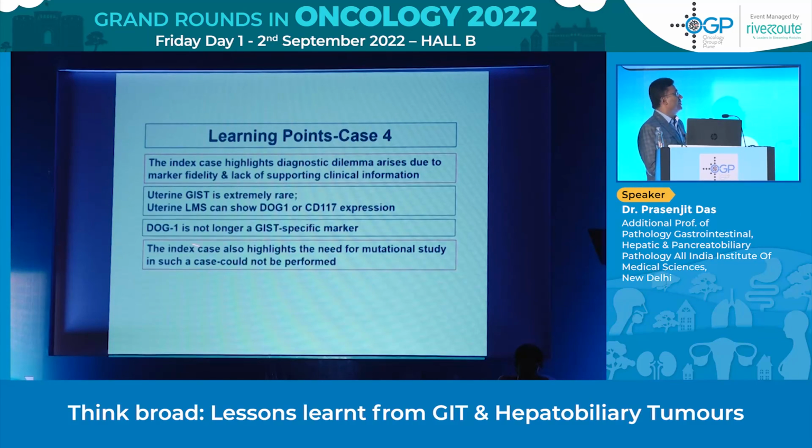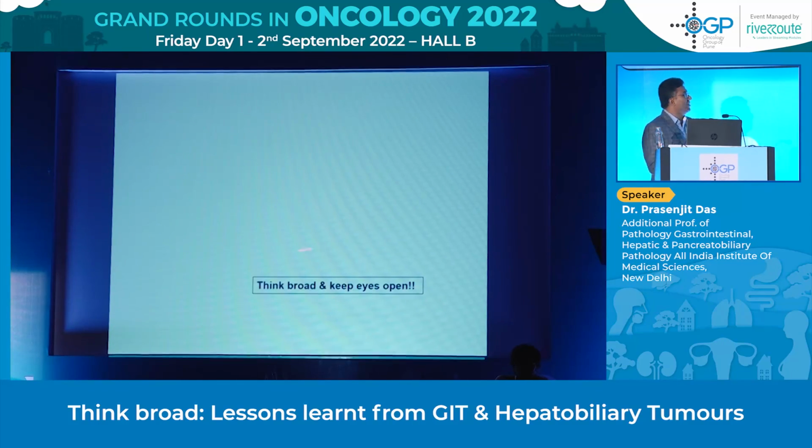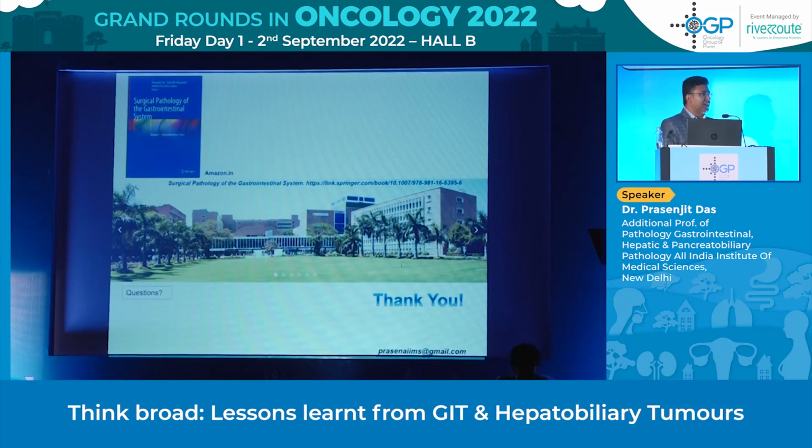Okay, so we have to be more careful from now onwards, and the index case highlights the need for mutational study, which could not be done in this particular case. So these 4 cases taught me many things, and I learned to think broad before making a diagnosis, and I think I could convey something or give you a take-home message, and thank you so much for giving me this opportunity.